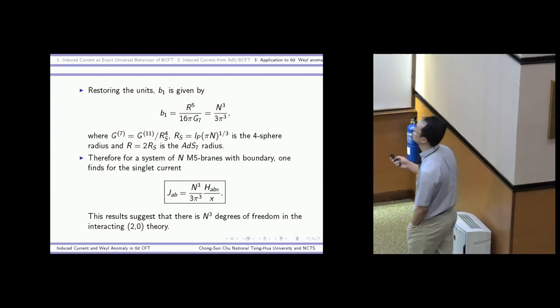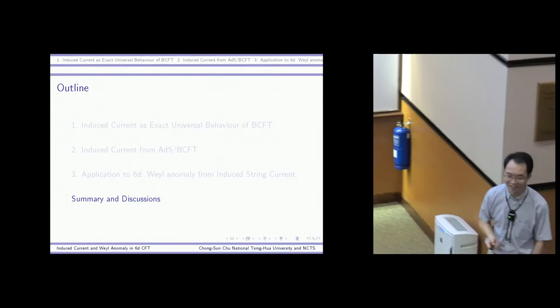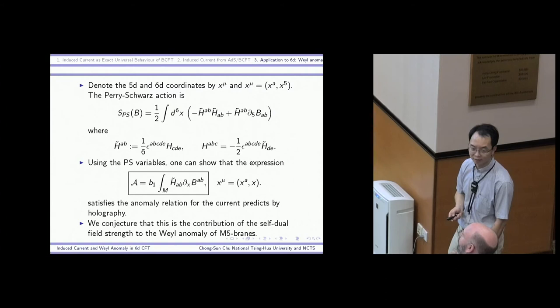Okay, so let me summarize. We found a new result. This is an anomaly, so it should be sensitive. The good thing about anomalies is that they are actually sensitive to the 1/N corrections. Yeah, I know, I work on those.